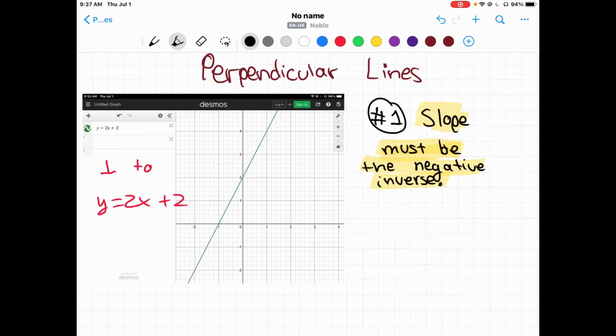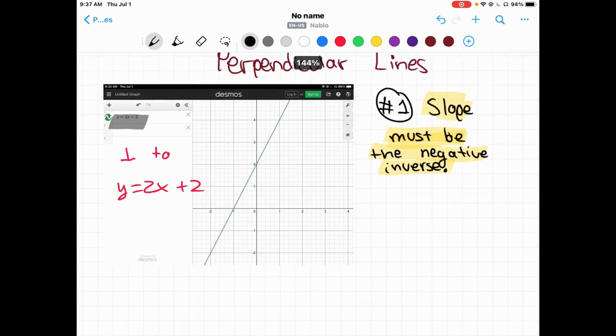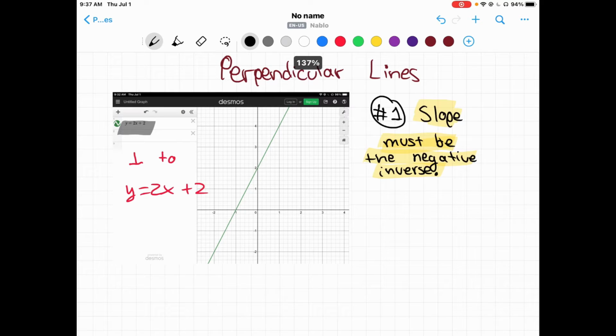Okay, so now let's talk about perpendicular lines. Now these behave a little bit different compared to parallel lines. So here we have an equation which is y equals 2x plus 2, and we're asked to find a perpendicular line to that equation. Now there is pretty much one big, really important rule, which is that the slope of the perpendicular line has to be the negative inverse of the original one.